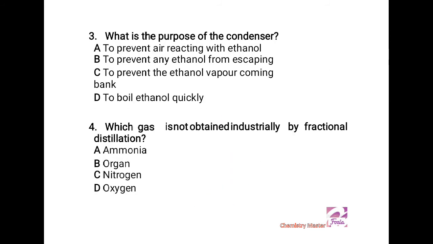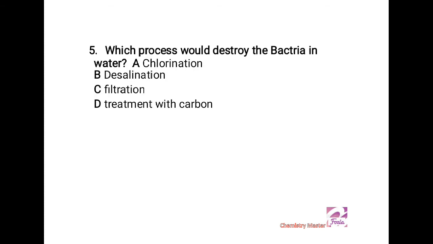Okay, now we come to discuss the MCQ. What is the purpose of the condenser? To prevent air reacting with ethanol, to prevent any ethanol from escaping, to prevent the ethanol from bumping, or to boil ethanol quickly. The fourth MCQ is, which gas is not obtained industrially by fractional distillation? Again, it is repeated. The fifth MCQ is, which process would destroy the bacteria in water?